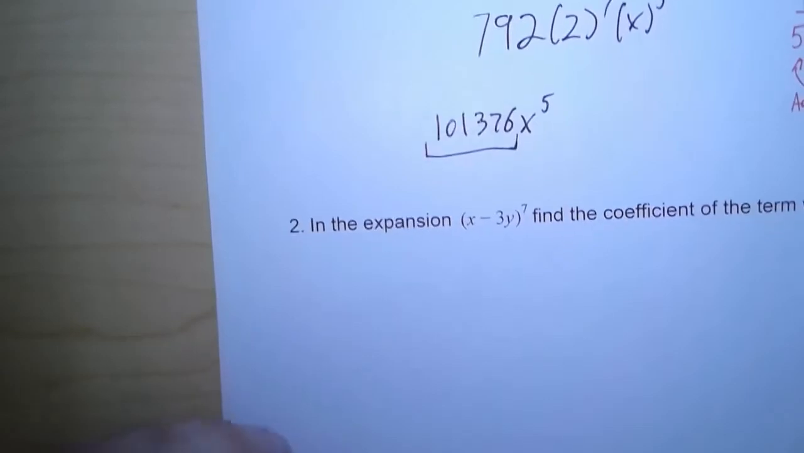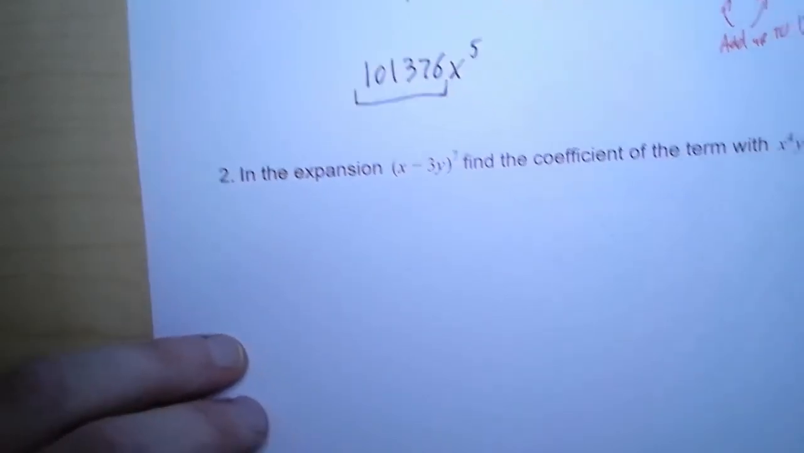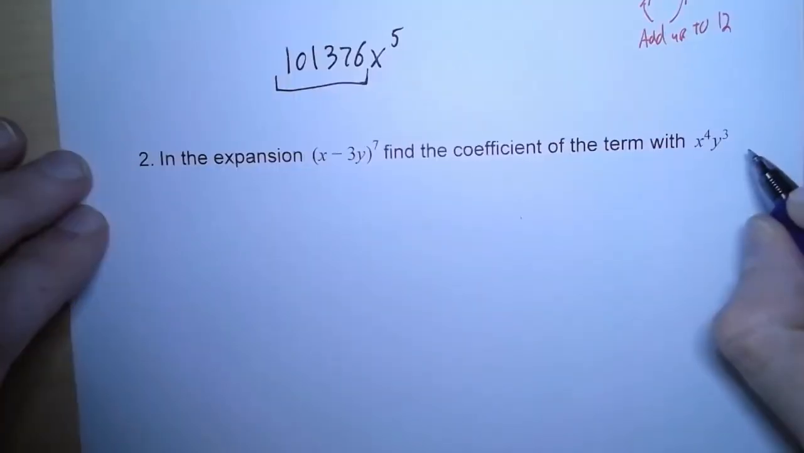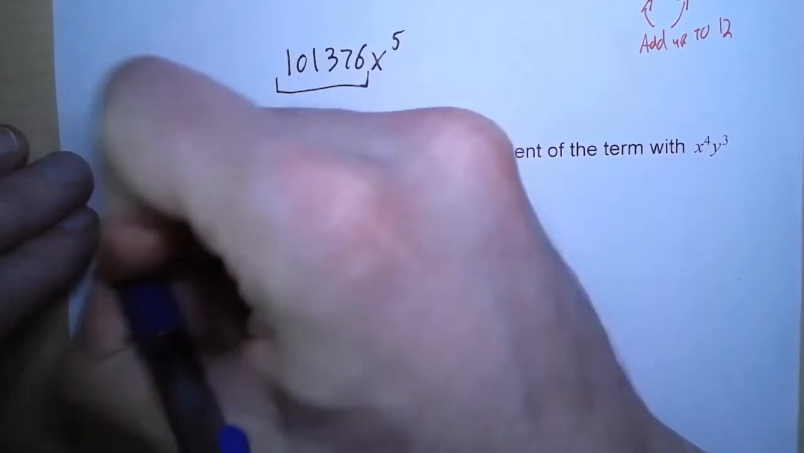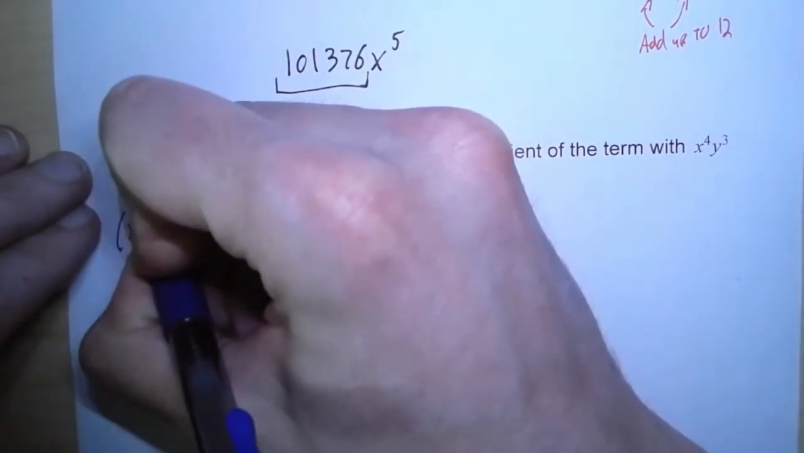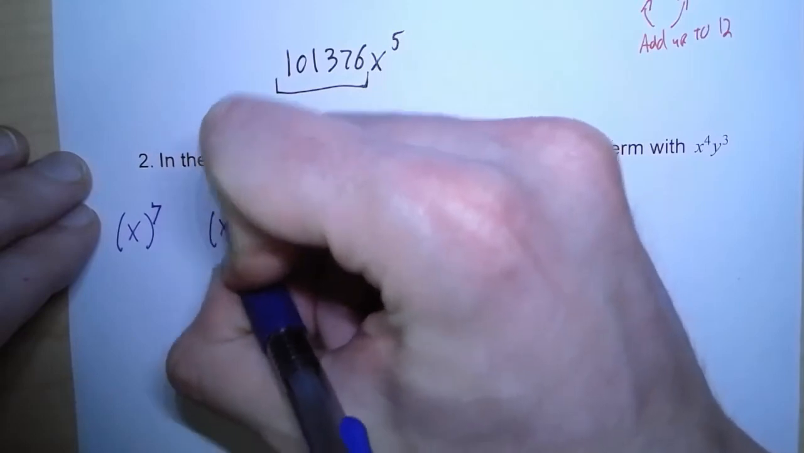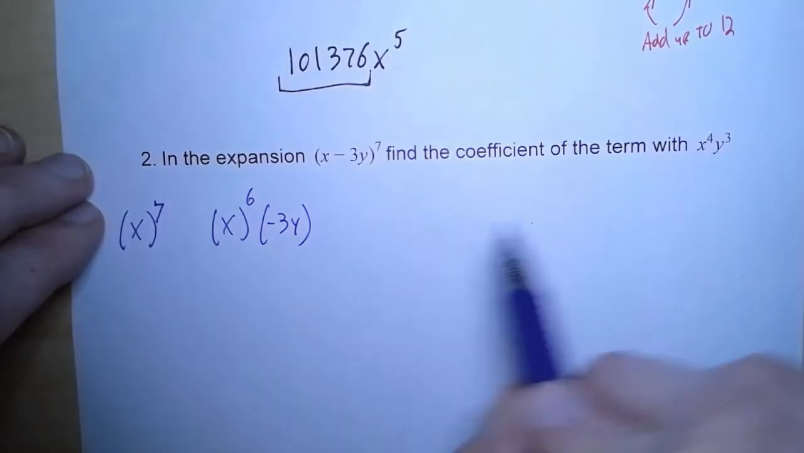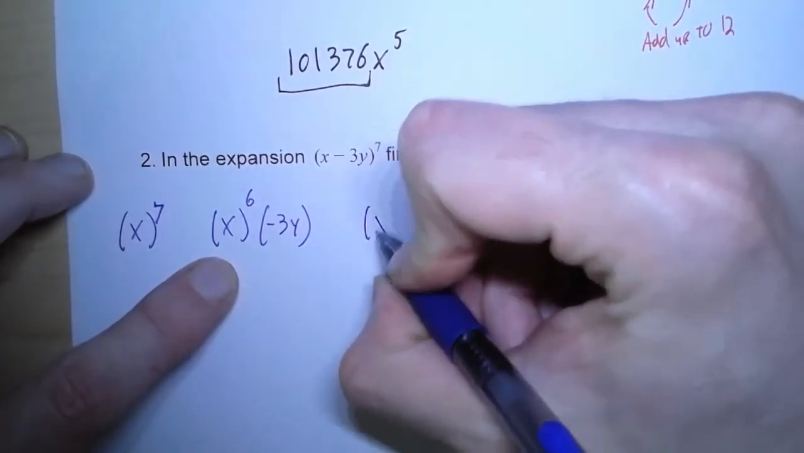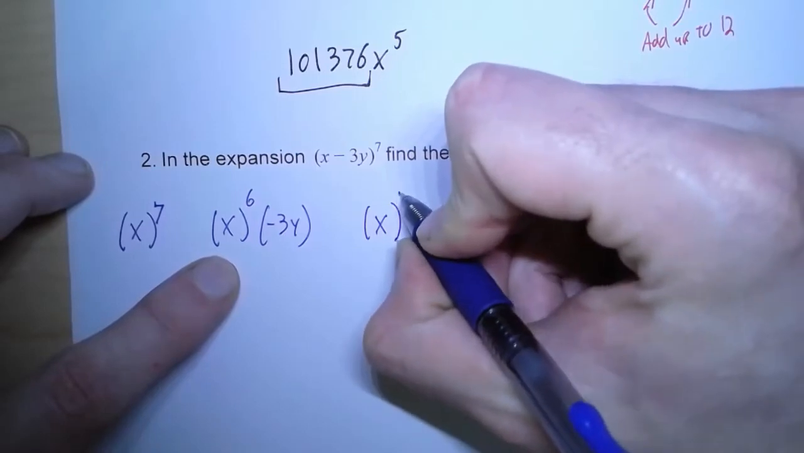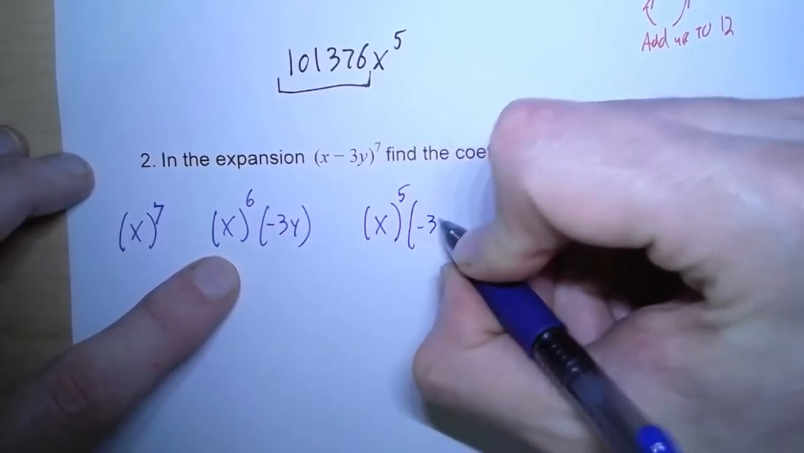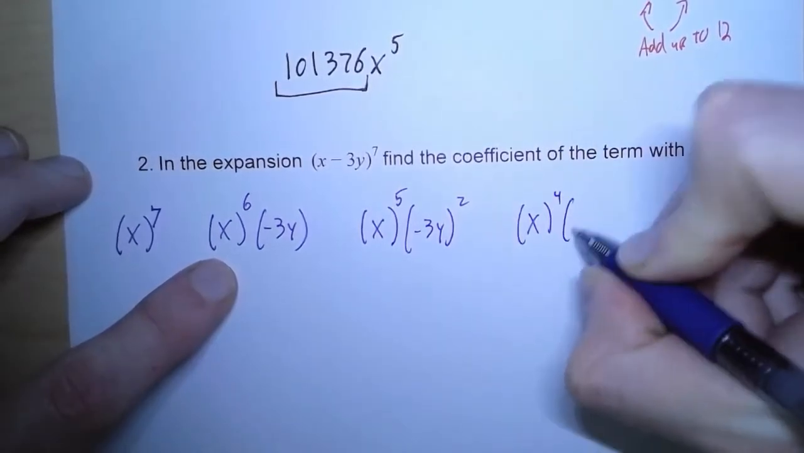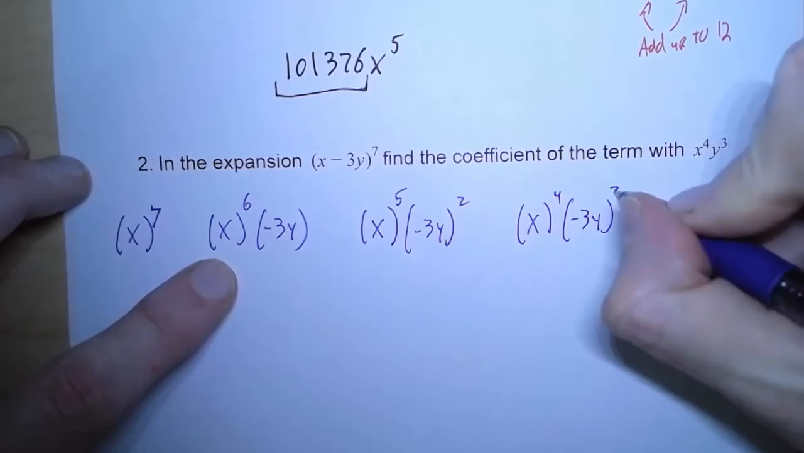Now, looking at the next problem, we're going to apply the same type of thinking. Here we have this expansion and we want x to the 4th times y cubed. If we start out, our first term is going to be x to the 7th. Our second term is going to be x to the 6th times negative 3y. Well, we want x to the 4th, so we have to keep going. Then we have x to the 5th and negative 3y squared. Not yet. Then we have x to the 4th times negative 3y cubed. There's the term we want.